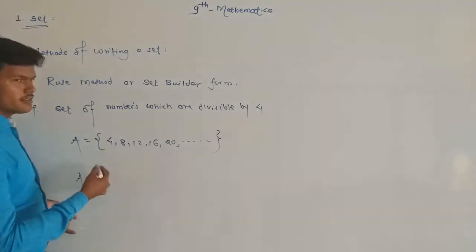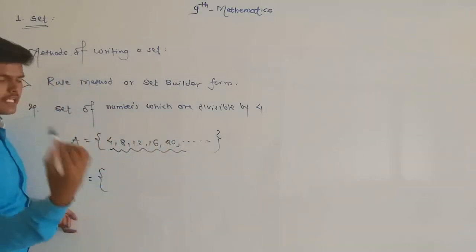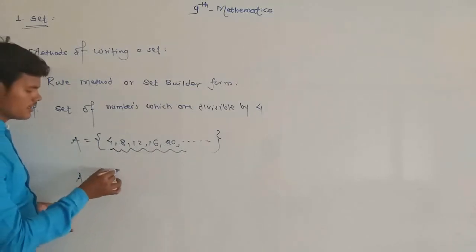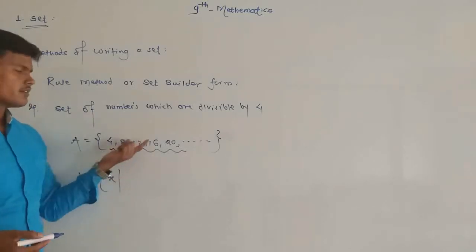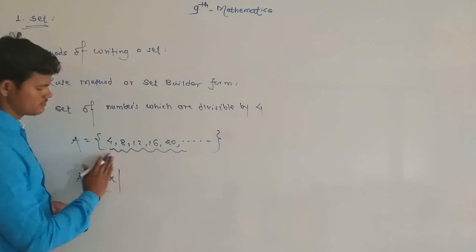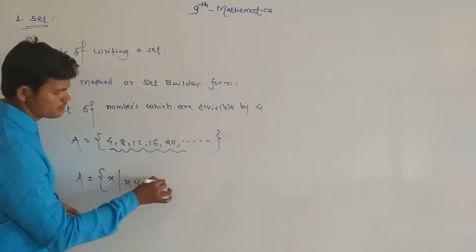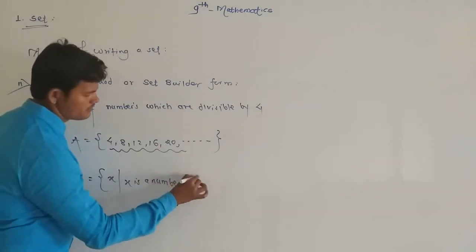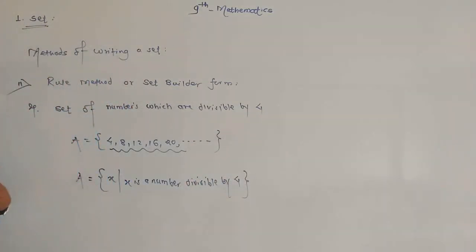Now to write a set by using the rule method, instead of elements we assign one variable. Okay, so assign x. Now what does x denote? x denotes numbers which are divisible by 4. So x is a number divisible by 4. Just finish. This is our listing method. This is our rule method.